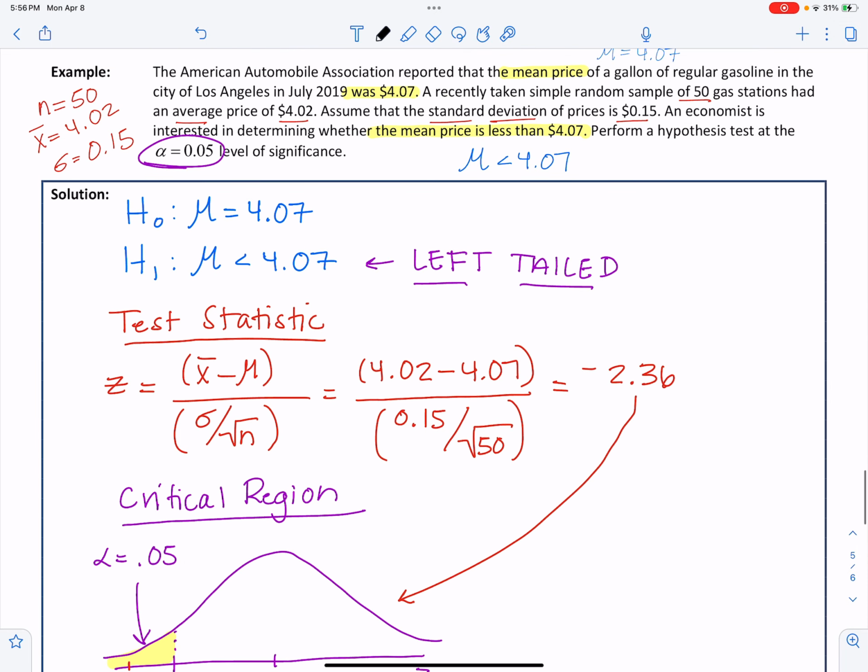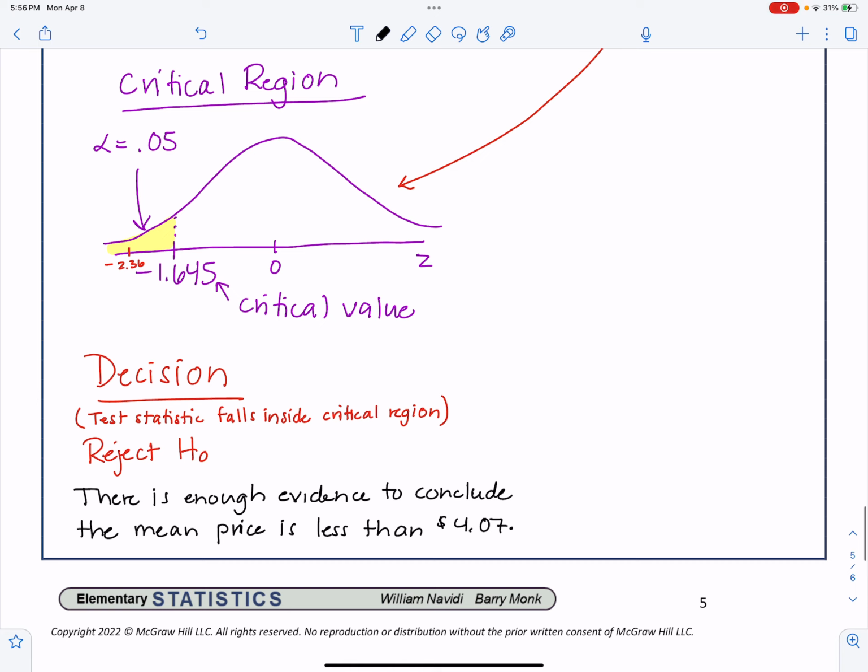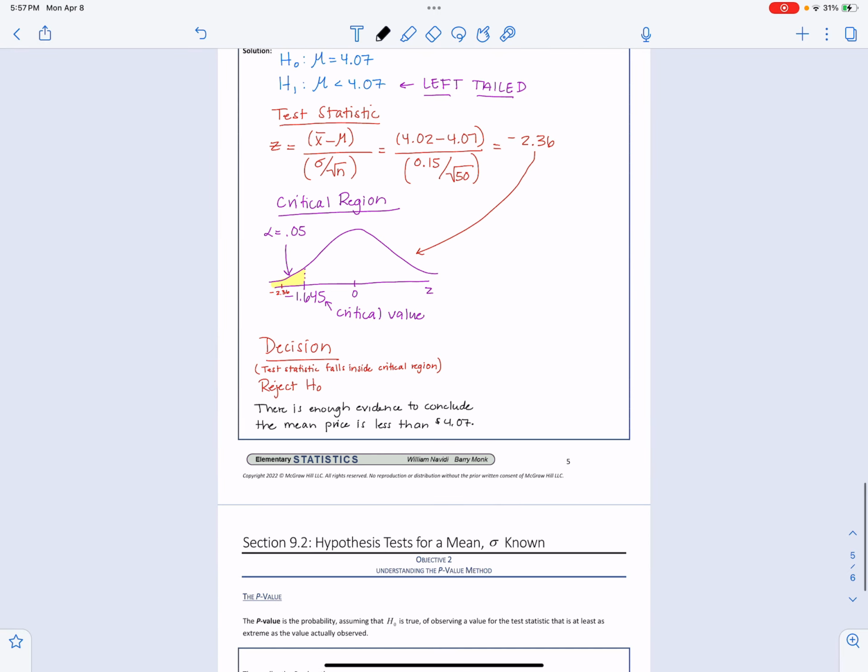These are going to be the basic steps in every hypothesis test that you do. Null and alternate, figure out left, right, two-tailed, calculate the test statistic, compare it to a critical region and a critical value, reject or fail to reject the null hypothesis, and then state whether or not you have enough evidence to prove, to support what you have in your alternate hypothesis.